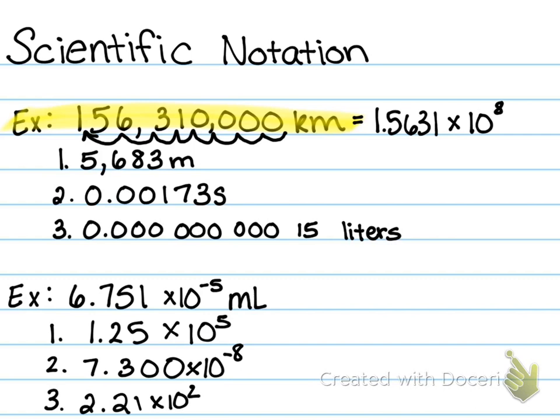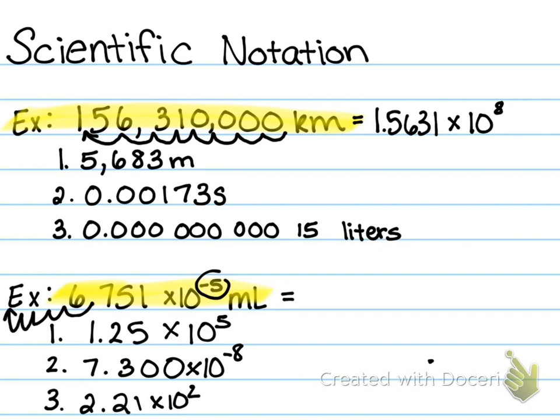We can also take numbers out of scientific notation as seen in my second example here. In this example, I have the number 6.751 times 10 to the negative fifth power. Now, I know from my example before that if I have a negative fifth exponent on my number, that means that the number that I end up with here as my answer should be less than 1. And so I'm actually going to move my decimal point to the left, the opposite direction that I would have had to move my decimal point to get a negative exponent in the previous example.